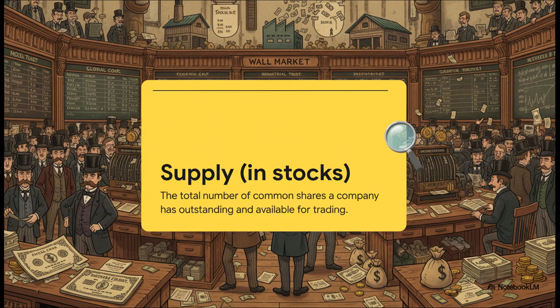So what do we really mean by supply in the stock market? It's simple. It's just the total number of a company's shares that are floating around on the open market. Think of it as the store's inventory. Some companies have a massive inventory of shares. Others have a tiny one. And that difference, well, it changes everything.